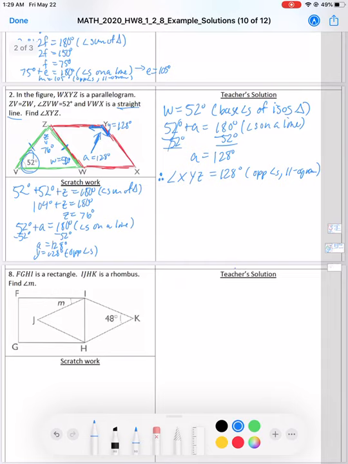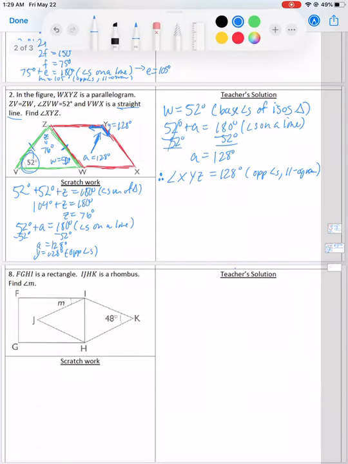All right, number 8. Number 8, FGI is a rectangle. Okay, so I'm going to outline that in red. They told me that this was a rectangle, and so because of that, you should have a number of characteristics come to mind. Okay. Like characteristics like opposite sides are equal. Okay. So that's equal to that, that's equal to that.